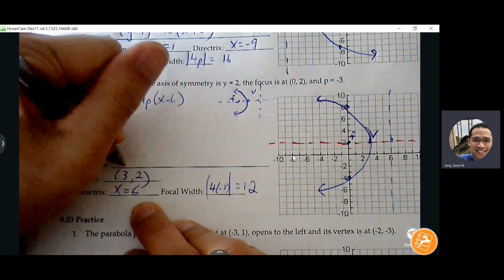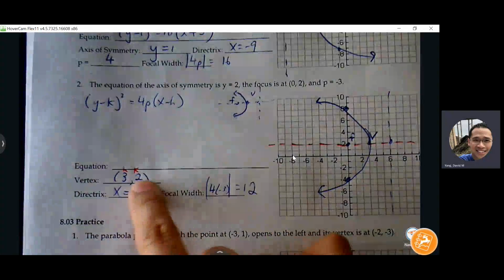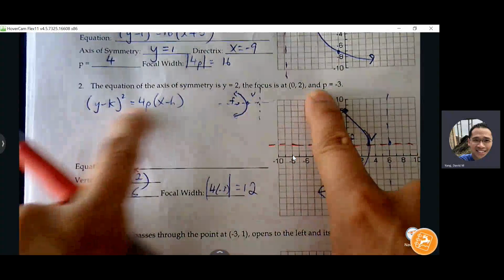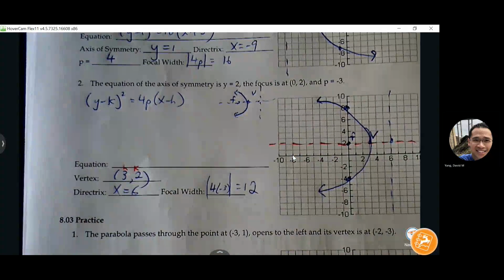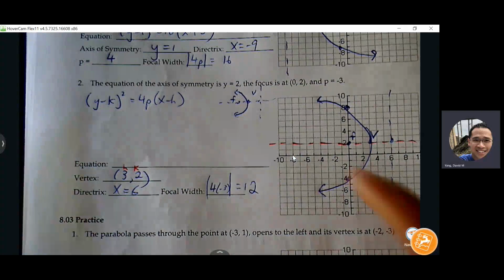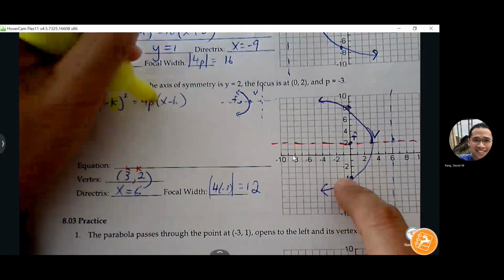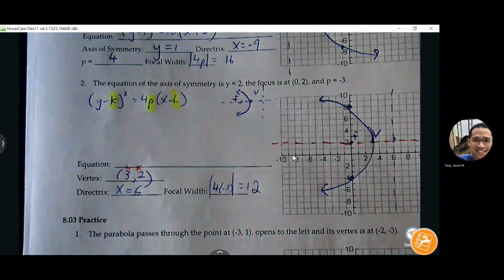Fill in all my information here. I have my p-value, I have my h and k. So I just have to put it into my equation. So I'm going to replace the k, the p, the h.